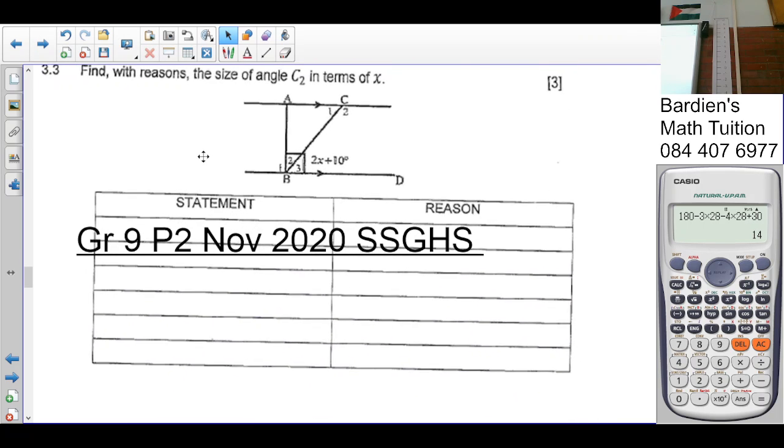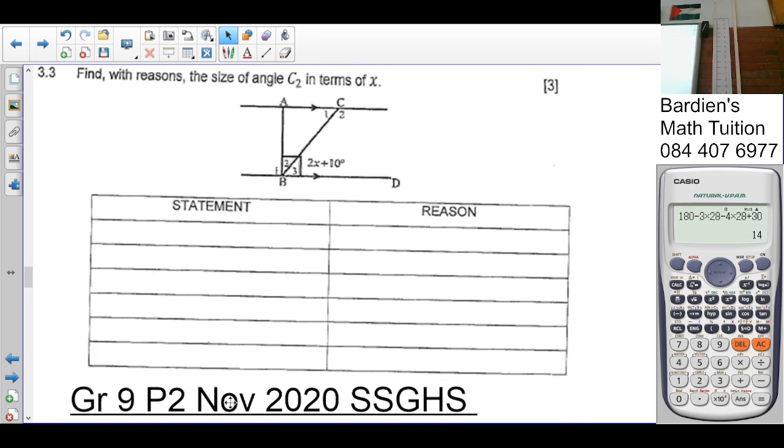So let's do 3.3. Question 3.3 says find with reason the size of angle C2. So as you can see, there's C2, in terms of x. So what can we say here? C2 plus 2x plus 10 equals 180. You all taking note of this here. We haven't done one like this before. So angle C2 plus 2x plus 10 equals 180.